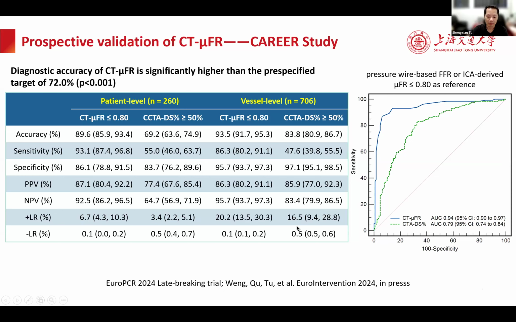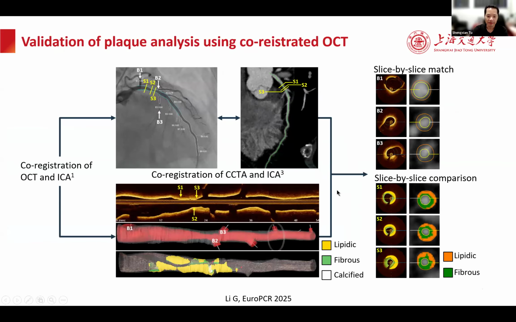The study was published in EuroIntervention. As you can see, using the core lab physiology standard, the CT-FFR has a diagnostic accuracy of about 89%. It's better than the diameter stenosis diagnosis. How about the plaque characterization?